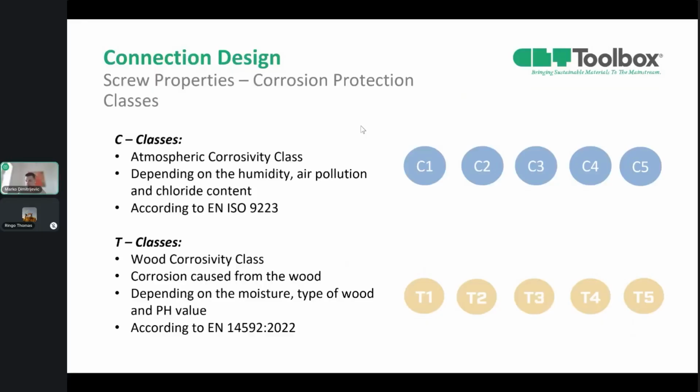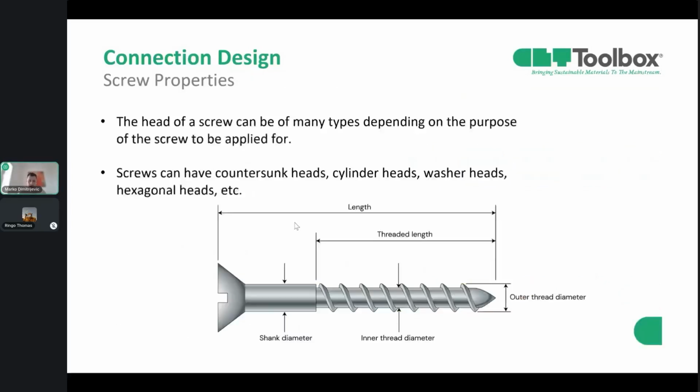For the D classes, they evaluate the corrosion potential of the timber itself, from T1, the neutral timber, to T5, that is timber with high acidity or chemical treatments. So that is practically corrosion caused from the wood, and depending on the moisture, type of wood, and pH value, according to EN 14592 standard.